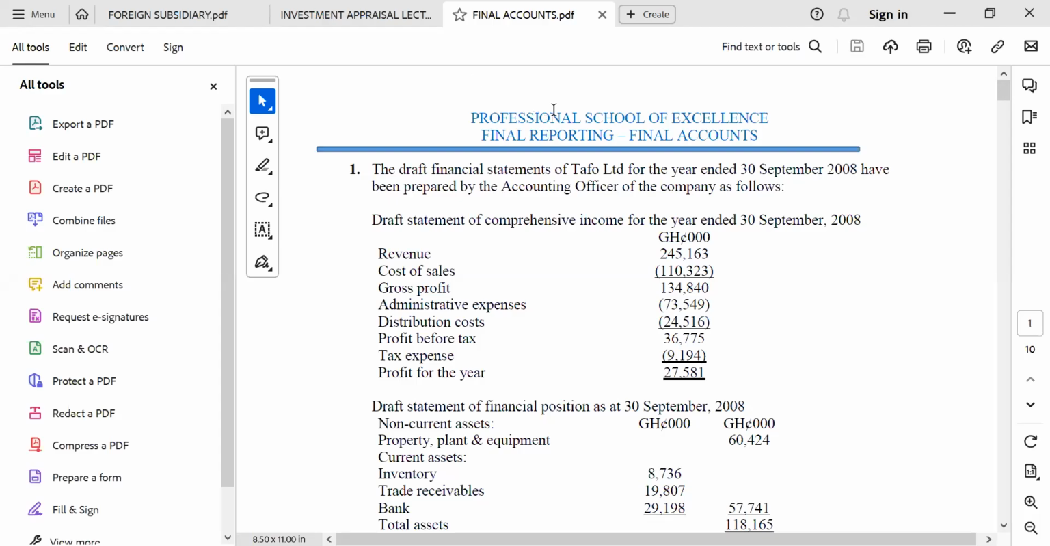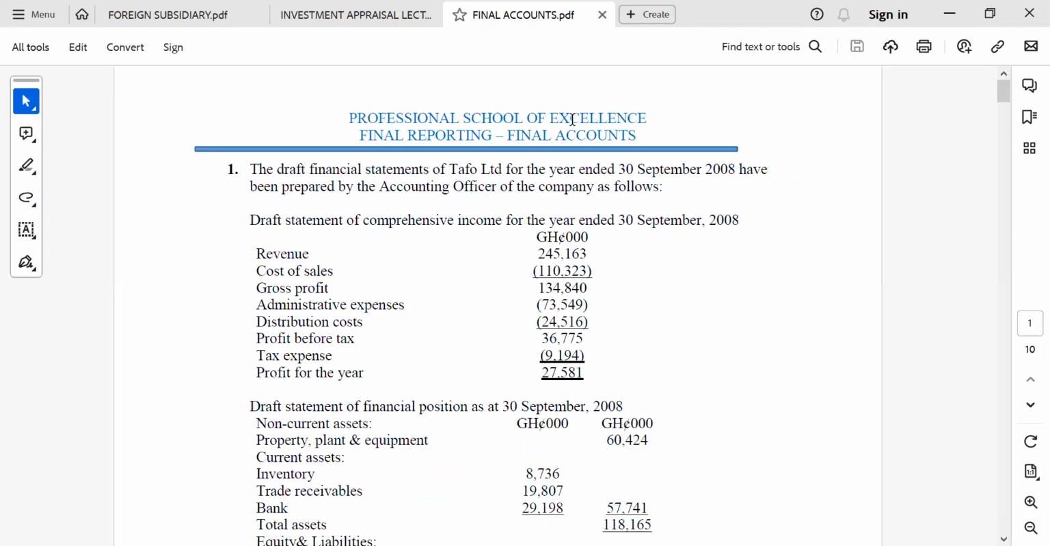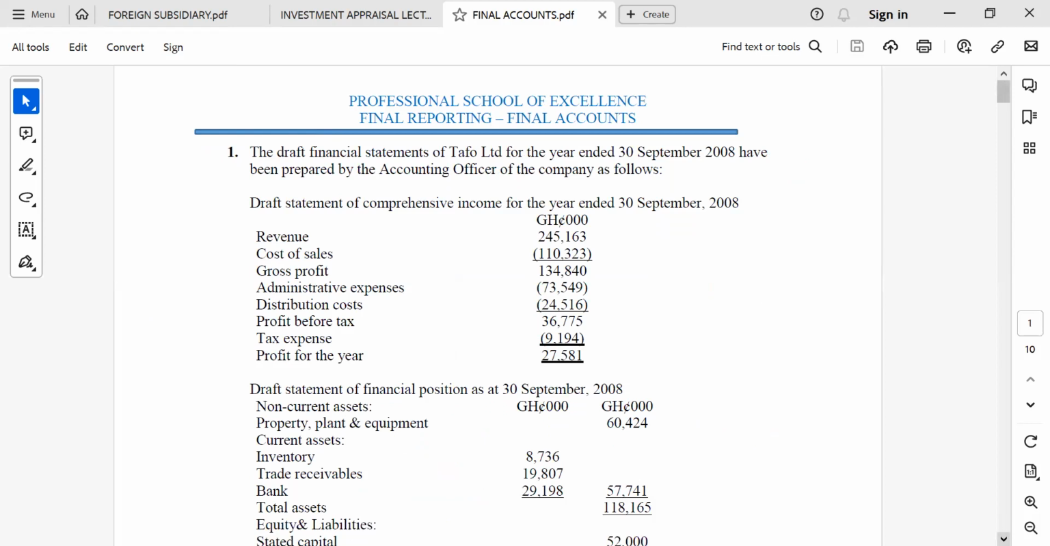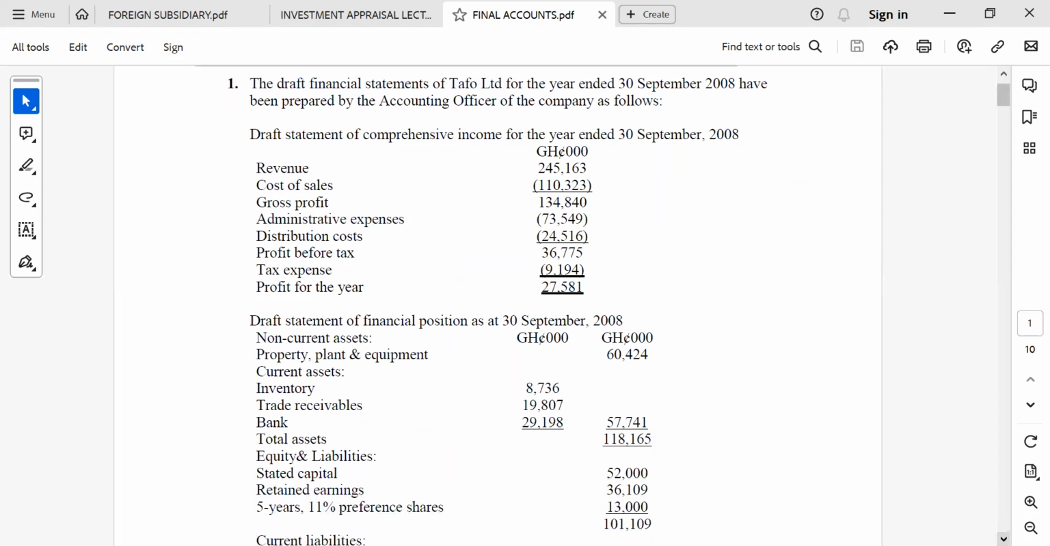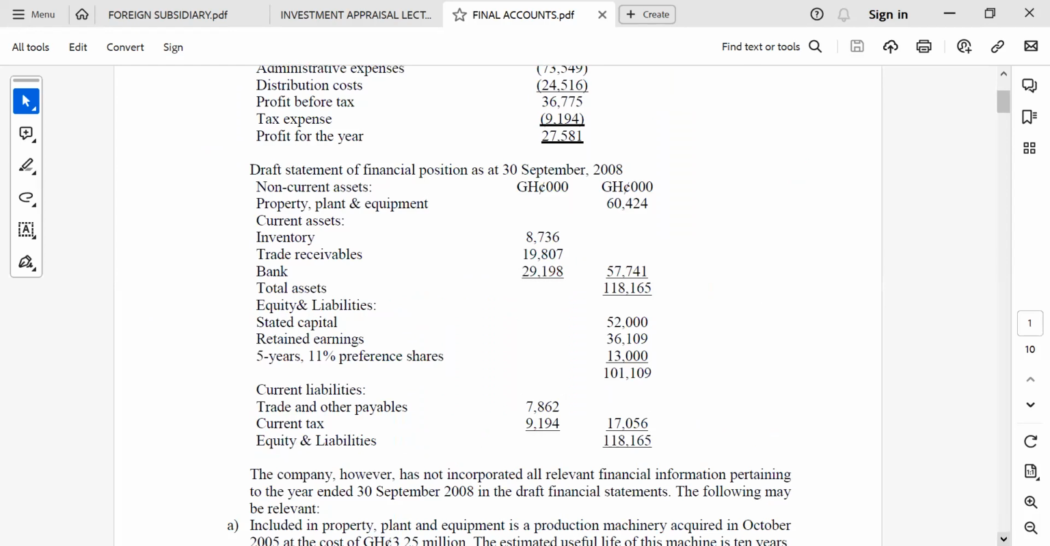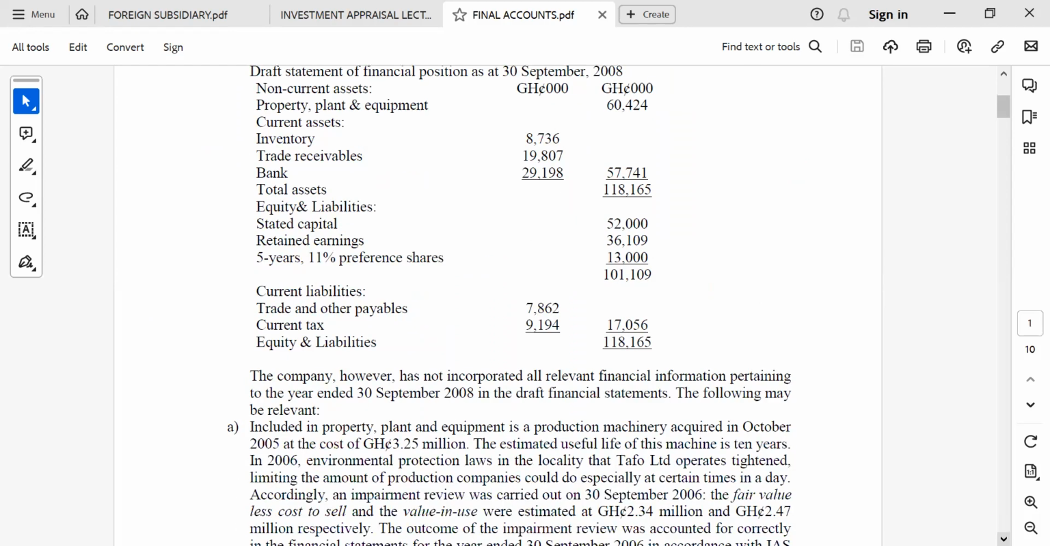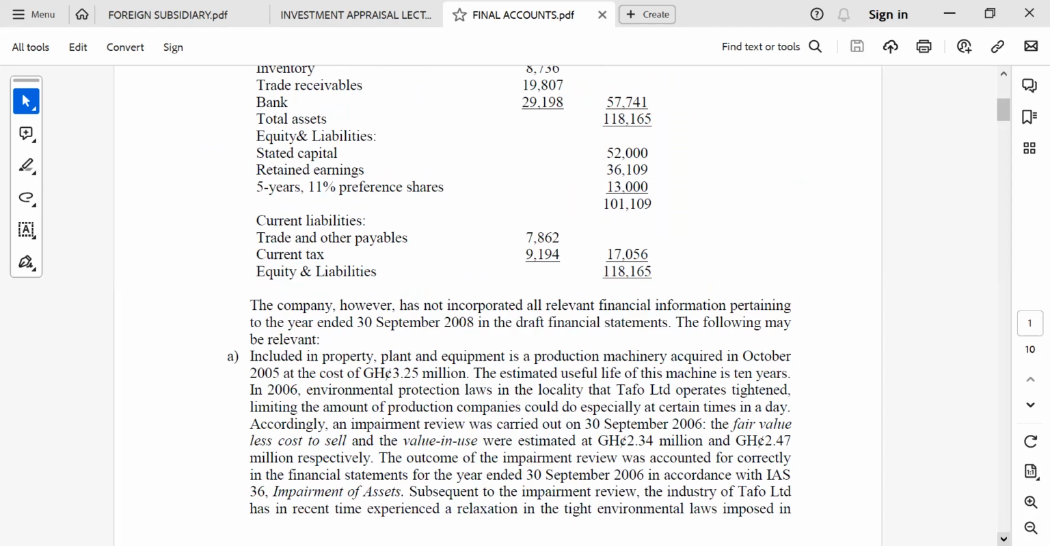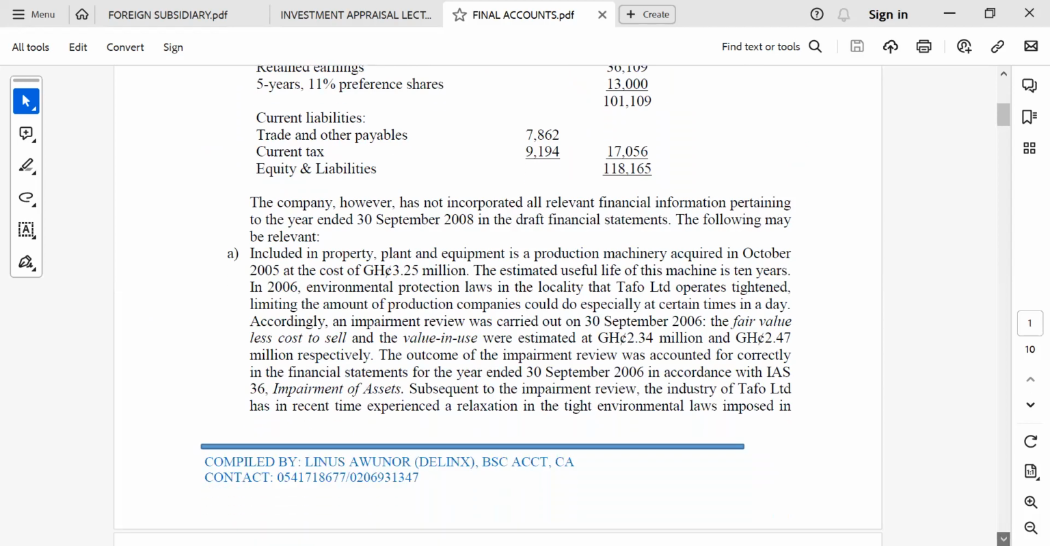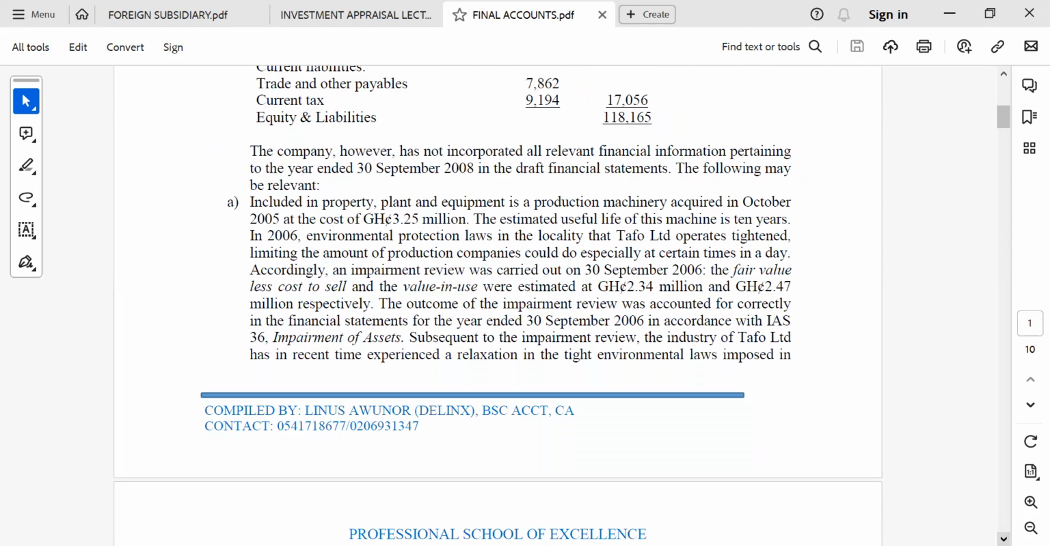The draft statements of TAFO Limited for the year ended 30th September 2008 have been prepared by the accounting officer of the company as follows. Draft statement of comprehensive income for the year ended 30th September 2008 and draft statement of financial position as at 30th September 2008. The company, however, has not incorporated all relevant financial information pertaining to the year ended 30th September 2008 in the draft financial statements. The following may be relevant.